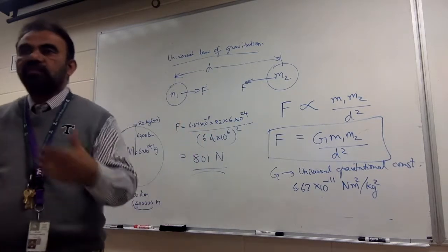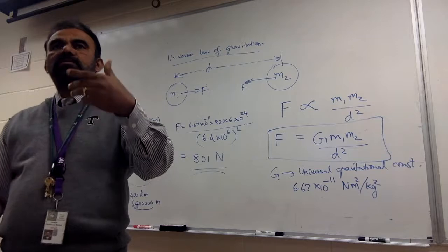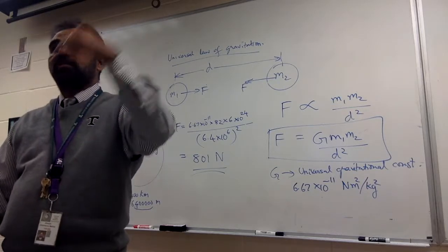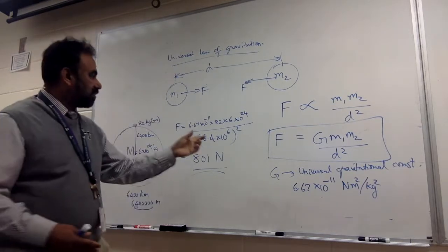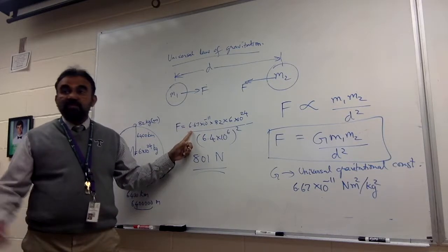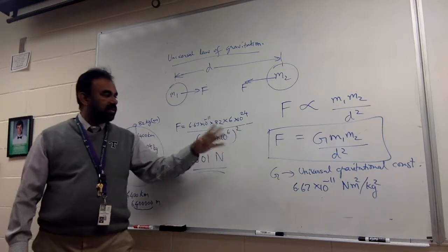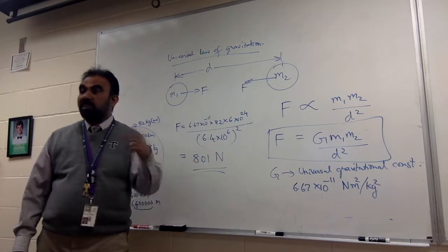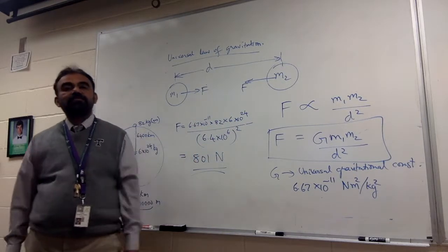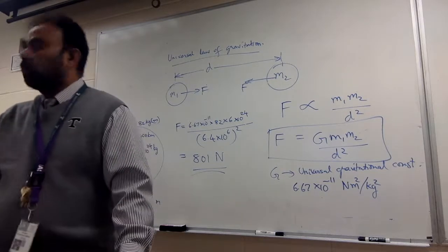Now, knowing this, if I ask you another question about what is the force of attraction between the moon and the earth, then what you have to do is apply the same equation. Apply just the same equation. G, mass of the moon, mass of the earth, divided by the distance between the moon center and the earth center. Could you work that problem out?